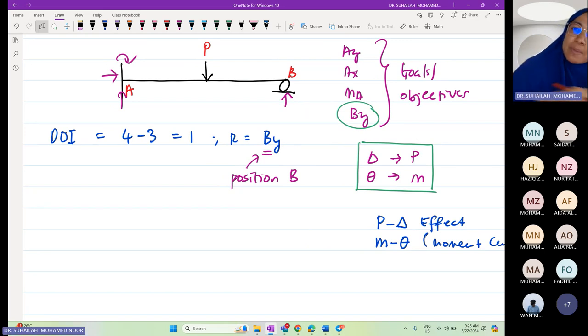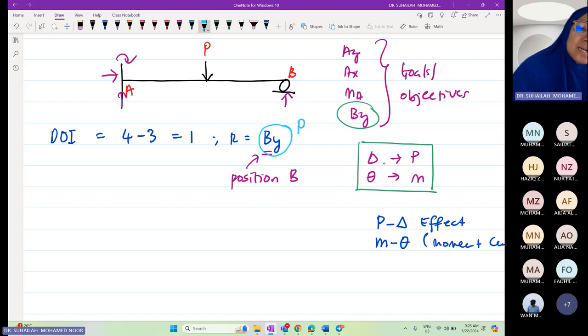kalau P kita tengok displacement. Kalau moment kita tengok theta. Okay, in this case, kita punya redundant ni M or P? BY as the redundant, M or P? P. P, ya? Sini P.